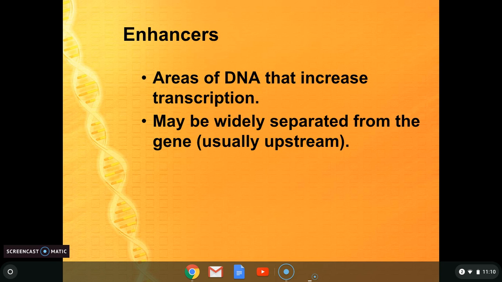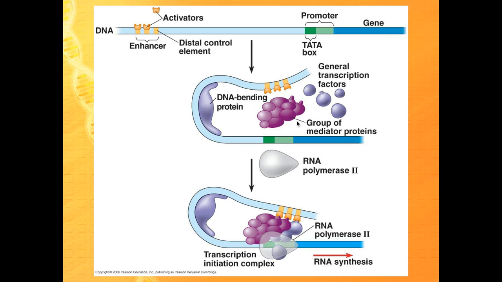Welcome back. This is part 2 of the chapter 18 flip, and we are picking up looking at eukaryotic control in transcription. So we're looking at enhancers. Enhancers are going to be areas like you see on the screen that increase transcription, and you can see that they aren't necessarily right next to it. It's not the same structure as an operon.